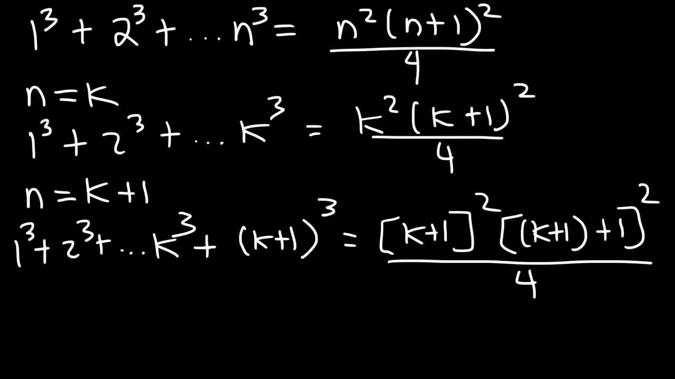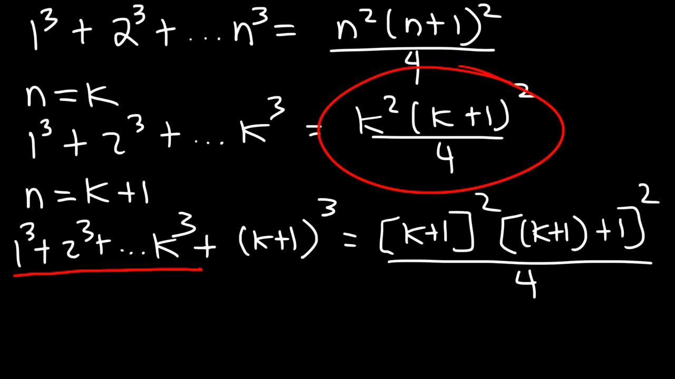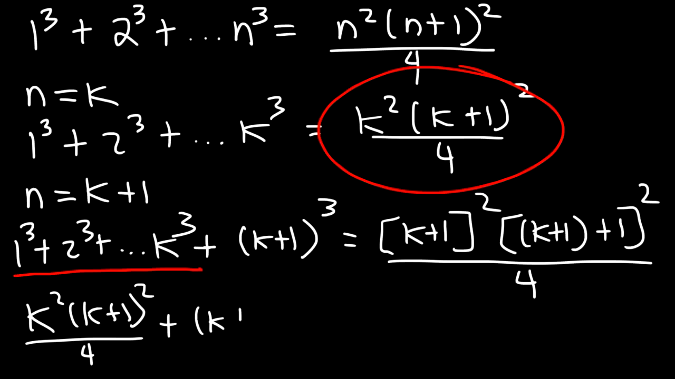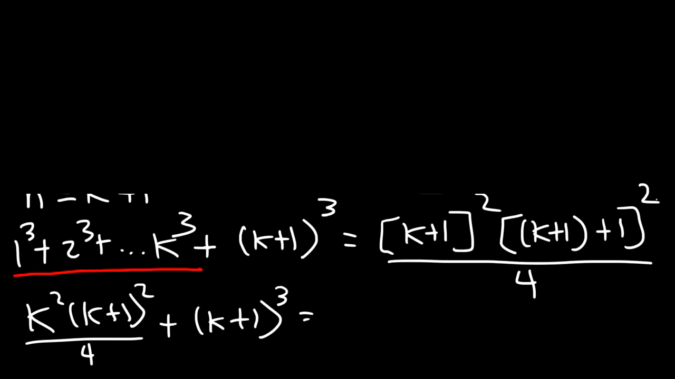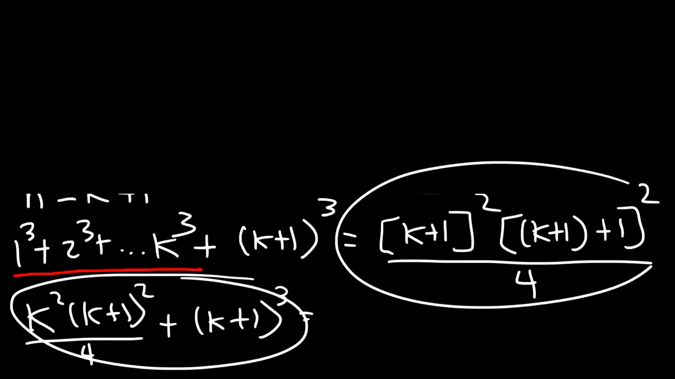Now recall that this side is equal to that side. So therefore, we need to replace everything up to k to the third with this expression. So we're going to have k squared times k plus 1 squared over 4 plus k plus 1 to the third power, and that's going to equal what we have on the right side. So how can we show that this expression is equal to that expression?